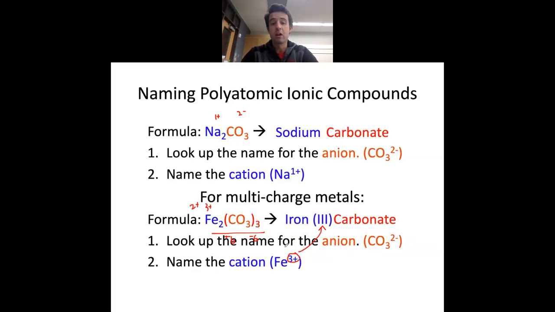So the rules again are very simple. We name the anion, we name the cation, but then don't forget with multi-charged metals that we also have to put down the Roman numeral for the metal. We can't just leave that out.